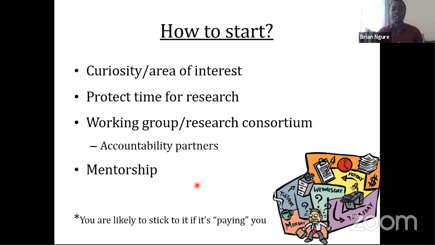The other thing is it's wise to have a working group or a research consortium, as we may call it. And this usually serves as accountability partners. You'll hear a lot of this term in prayer groups, right? So when people tell each other, did you read your Bible today? And I think we should be able to do the same for research.